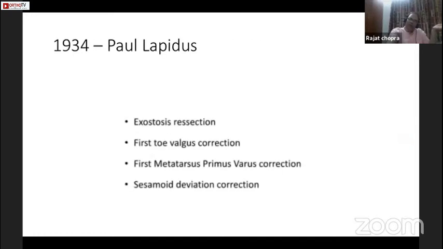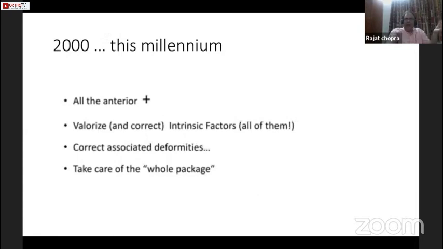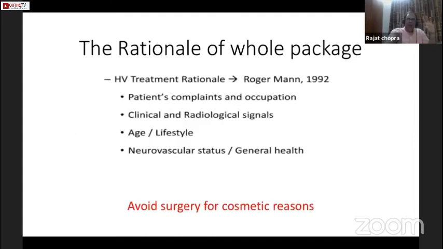So in 1934, Lapidus mentioned the intermetatarsal angle and the deviation of the sesamoids, and that these corrections should also be done. And over the years, we have started to look at the whole package. So how do I look at this whole package? For me, patient complaints and occupation are very important. What is his main complaint? Whether the radiological and the clinical signs match. The age and the lifestyle of the patient will also decide what surgery you are going to offer. The neurovascular status, general health.